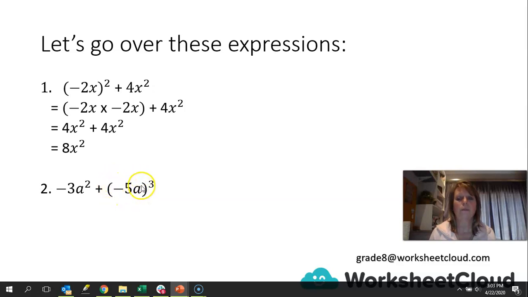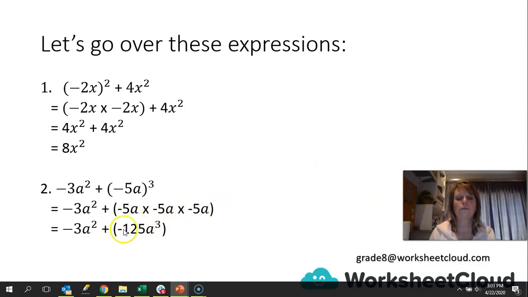That whole thing is the base. So let's see what we do. We've got minus 3a squared plus minus 5a times minus 5a times minus 5a. So first of all, we know that the exponent here is an odd number, so we're going to end up with a minus.